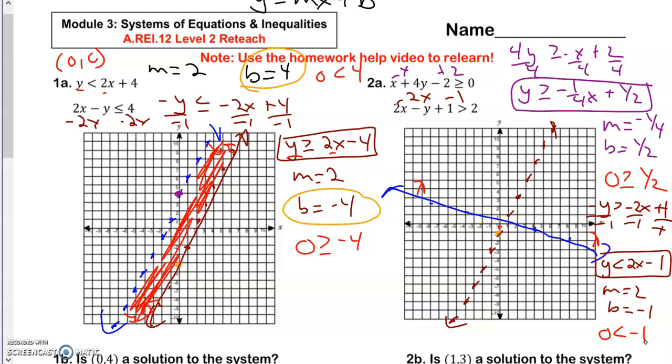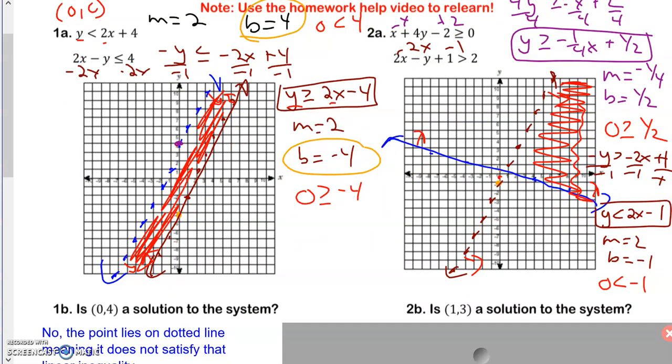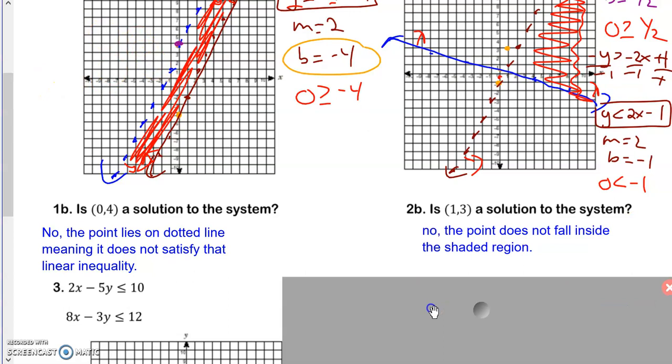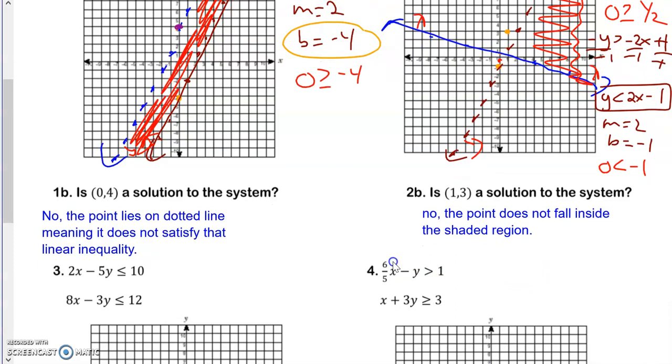No, it's not. So I have to shade below this line. So looking at where I would have the correct answer would fall right here. Now, is 1, 3 part of my answer? So if I take a look at 1 and 3, and so looking at the point 1, 3, I'm going to conclude, no, this point does not fall in the shaded region. So let's take a look at the next one.